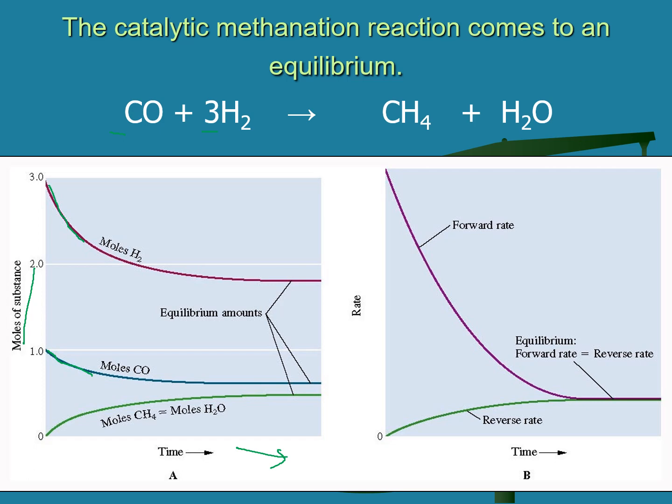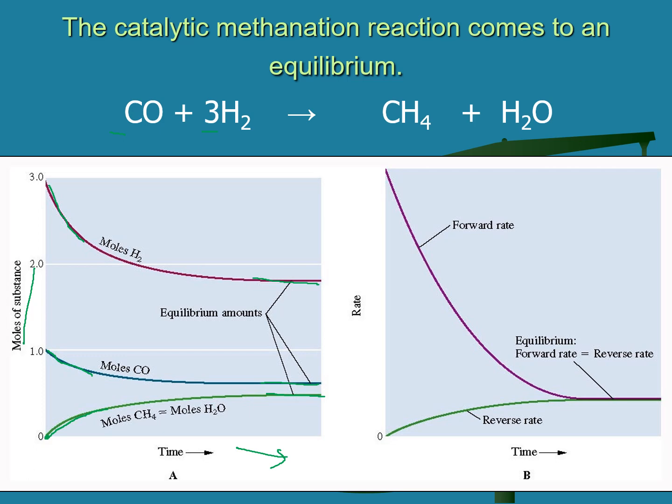But also look at the products. At the beginning, they're at 0 because there's no products, but as the reaction continues, the products start to build up, and they happen to be the same because they're 1-to-1. Isn't always the case. But anyway, the moles of the products start to rise. Notice that we get to a point then where the moles of H2 levels off, the moles of CO levels off, and the moles of the products level off.